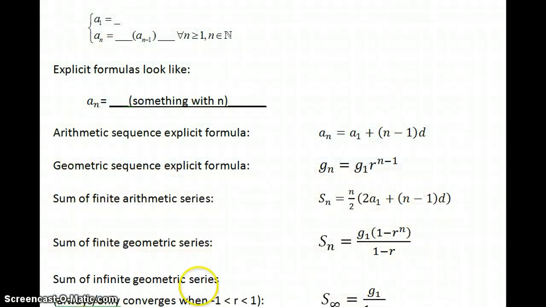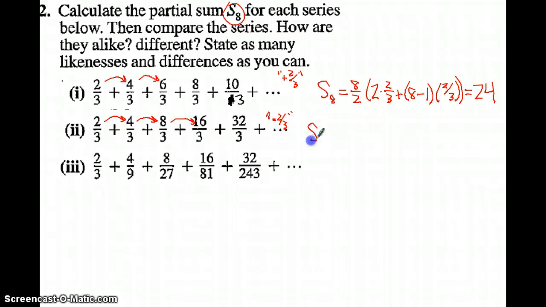Geometric ones require this formula to add up a finite list, here a list of 8, geometric items. So, S sub 8 equals G sub 1, times 1 minus r, that thing that's happening.